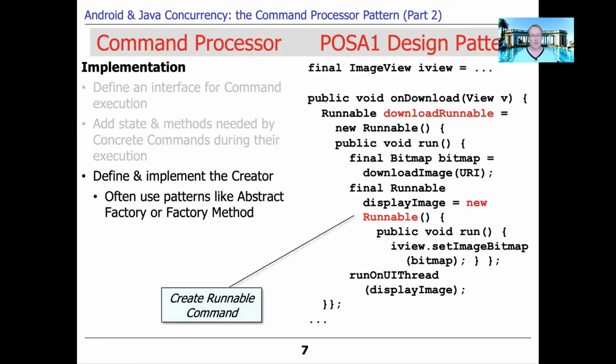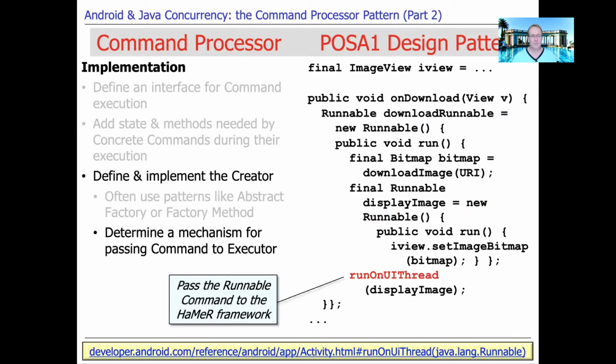Then what we're going to do is define and implement the creator. And this is typically done by using some kind of creation pattern like abstract factory or factory method and so on. In this particular case, we're not going to that much trouble to make a separate factory method called makeCommand. We're just going to make a new instance of our runnable command that uses anonymous inner classes.